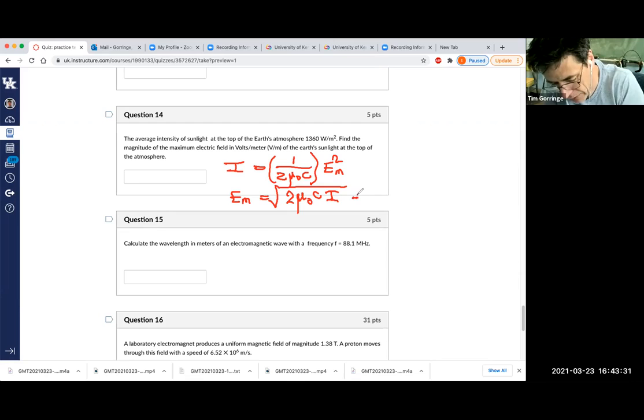And then if I plug in all the numbers, I'm not going to write them all in. 2 times mu naught, 4 pi 10 to the minus 7, times c, speed of light, that's 3 times 10 to the 8 meters per second, times the intensity, which is 1,360 watts per square meter, you'll get an electric field. I got 1,012 volts per meter.